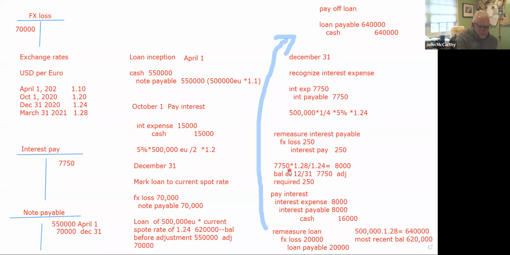The simple way to do this, and they give you a more complicated way in the book, but the way I do this: if that's what the balance was, if I multiply it by 128, divide by 124, I get it to what it needs to be. So that's what it should be. It's 8,000. It was 7,750, so we need an adjustment of 250. All right, so we'll do that.